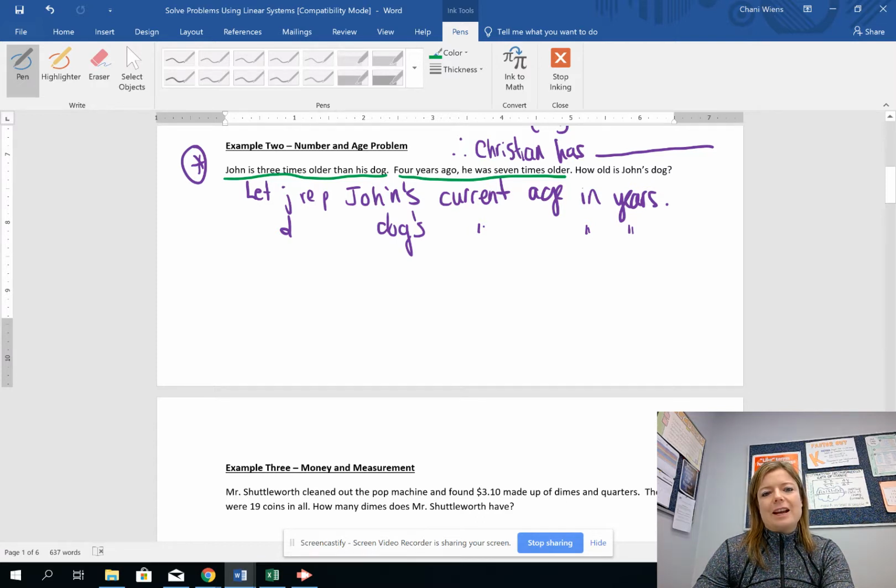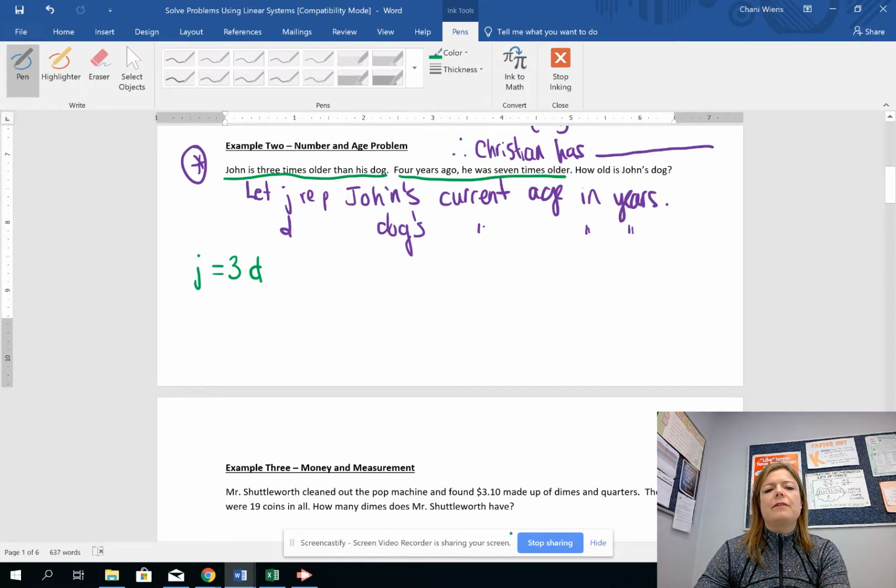Okay, so hopefully you tried it. I'm going to go ahead and show you what to do. So John is, when we see is, we typically think of an equal sign. John is 3 times older than his dog. So if John was 12 and his dog was 4, this equation would work. I kind of just do that in my head to make sure that my equation makes sense.